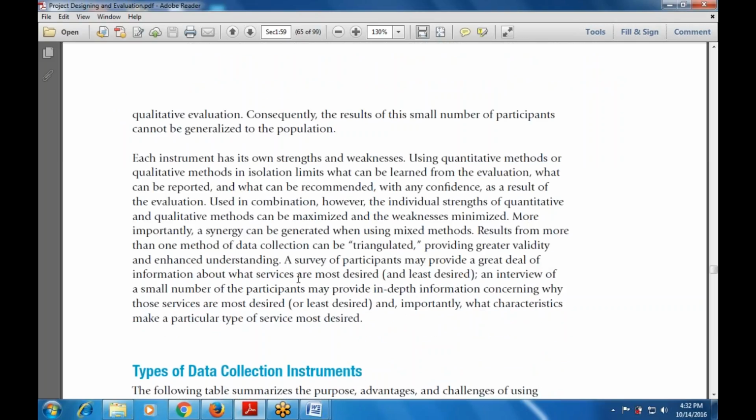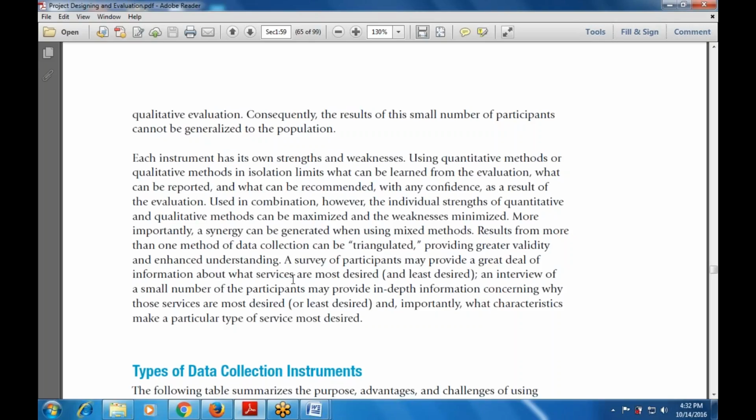And the survey of the participants, or we can say the survey of a group of people, also provides a great deal of information about what services are required or more desired, or the least desired. That means what is more required and what is less required.